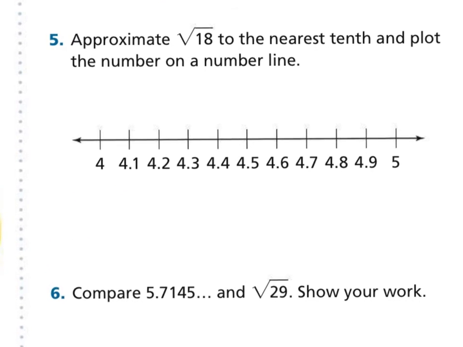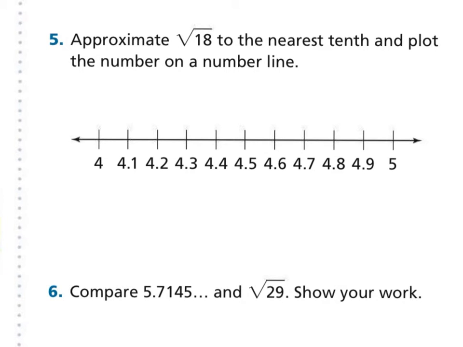If we look at number 5, they want us to approximate the square root of 18 to the nearest tenth and put it on a number line. Again, we could do this even if we didn't have a calculator. It's just going to take a little bit longer. We could pinpoint, obviously it's between 4 and 5 because they're giving us that information on the number line. And then we could by hand multiply 4.1 times 4.1 and so on. I'll allow you to use your calculator with this, so the square root of 18.